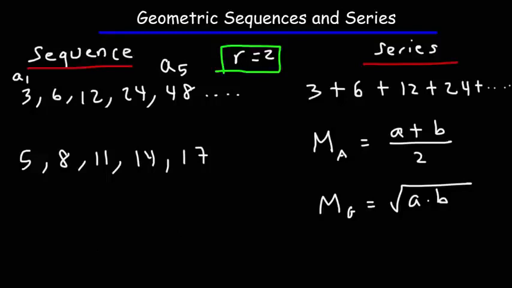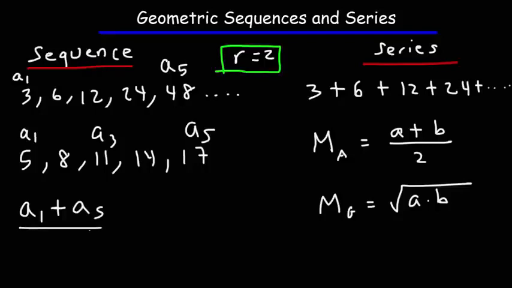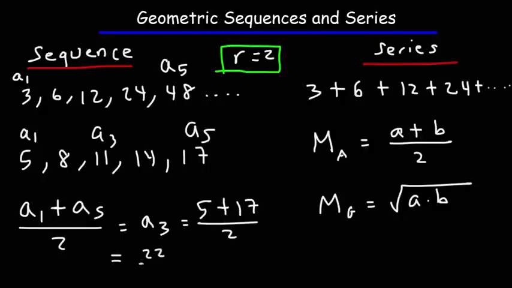Now, let's find the arithmetic mean between the first and the fifth term. This will give us the middle term, 11. So if we were to add up A1 and A5 and then divide it by 2, if we were to get the average, we would get A3. The average of 1 and 5 is 3. So let's add 5 and 17 and then divide by 2. 5 plus 17 is 22. 22 divided by 2 is 11.